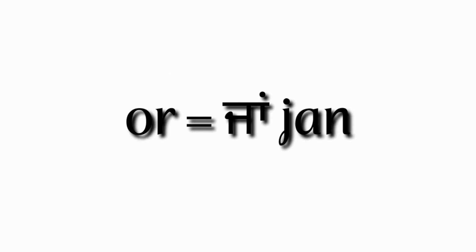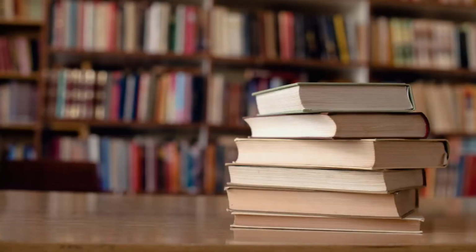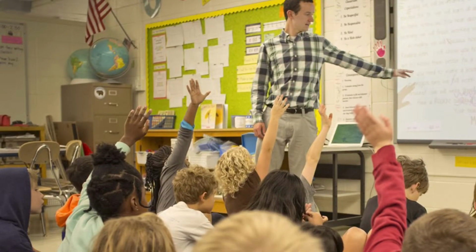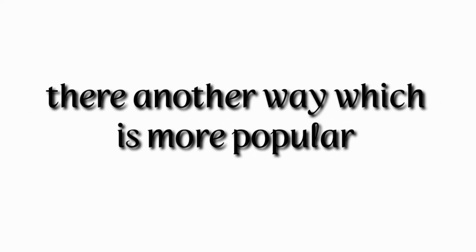Anyway, let's get back to the topic. So basically in Punjabi you heard or mean ja. So when we give option we use ja. Maybe you see it from books, maybe you heard it from the teacher, but this is not the most popular way to give an option. There's another way we use more than ja, so that's what I'm gonna explain in this video.